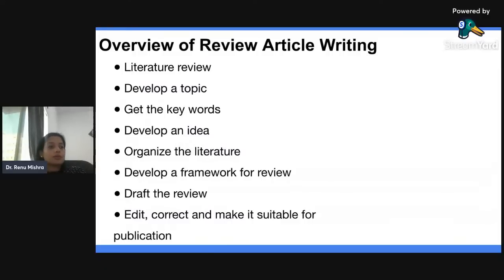That I don't want to publish my paper anywhere else, then there is no need to deviate from any structural alignment. However, if you are yet to decide the right place to get your paper published, then this is a general overview of review article writing.